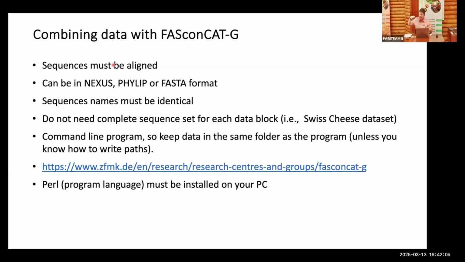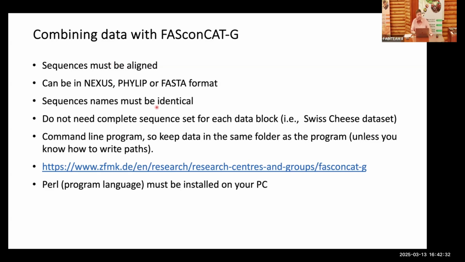You can have, say, a data set that's complete with all the taxa, and then you have variation like the TEF, translation elongation factor. TEF has 1 missing, beta tubulin might have 2 missing, so we create a concatenated data set, which we refer to as a Swiss cheese data set. Swiss cheese because it has these holes.